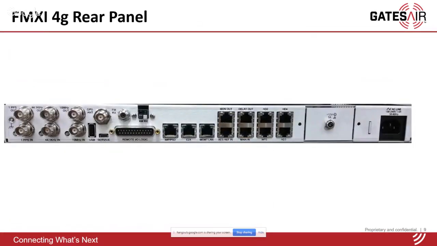On the rear of the 1RU box, we've got a pretty busy box with a lot of connectors on it. The timing connectors are all on the left-hand side. We have different inputs and outputs for 10 megahertz, 1 PPS, and 44.1. If you're using the internal GPS, then the outputs can be used to sync your X-Gen card or your other digital gear that's co-located with this. There's also a TNC connector on the back for the GPS antenna.